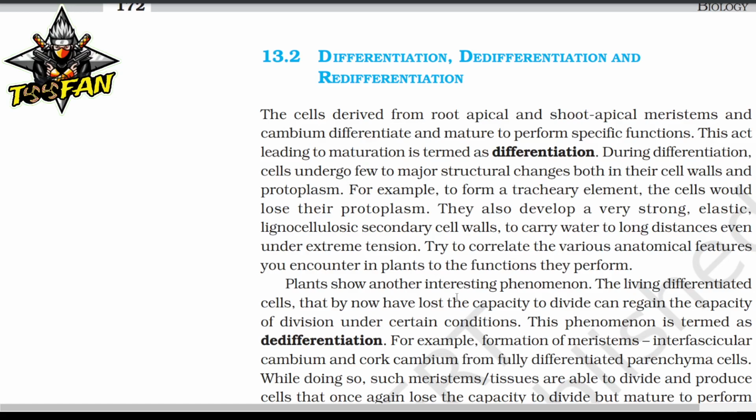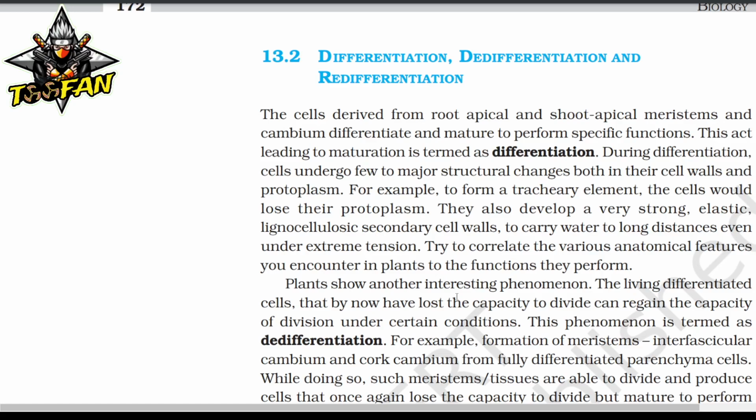The cells derived from root apical and shoot apical meristem and cambium differentiate and mature to perform a specific function. This act leading to the maturation is termed as differentiation. During differentiation, cells undergo few to major structural changes both in their cell walls and protoplasm. For example, to form a tracheary element, the cells would lose their protoplasm.